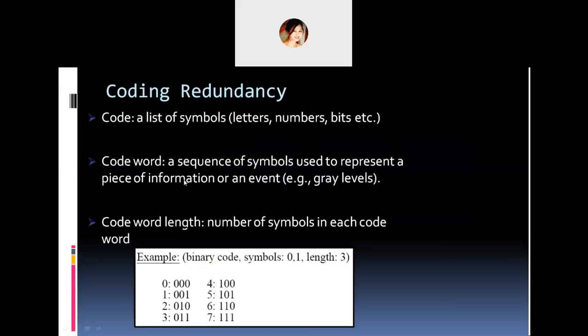Okay, coding redundancy we have already got, that it consists of code, code word and code word length. And code, these all are interrelated. That is, code means some list of symbols which consist of letters and numbers and bits. We'll talk about numbers and bits more. Then code word means some sequence of symbols which are used to represent some piece of information, say the gray level of an image, okay? And then code word length means the number of symbols used in each code word, okay?